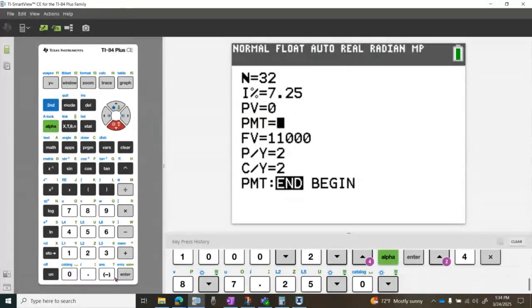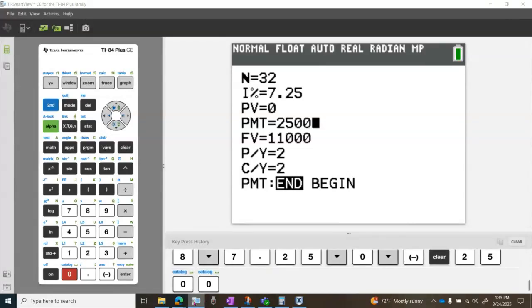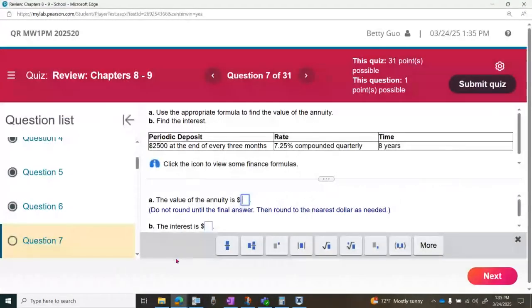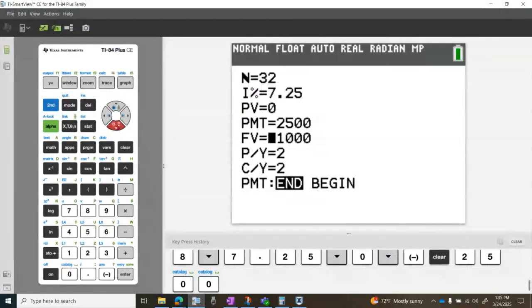PMT 2500. So if you want to play with the sign, it's fine. But if this is a burden to you, just do not worry about the sign at all. Since this problem is just entering values, make sure the values you enter are correct. 2500. That's correct. Future value is what we're trying to figure out, right?